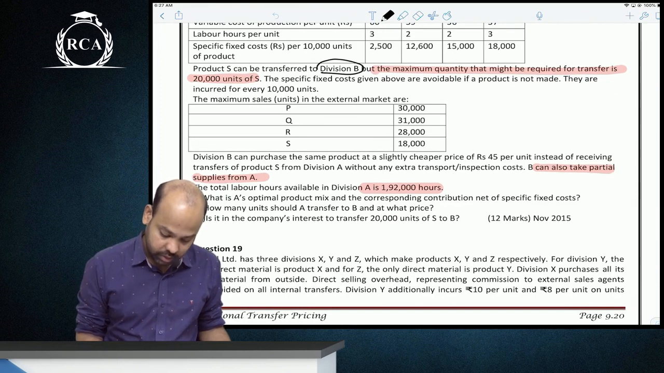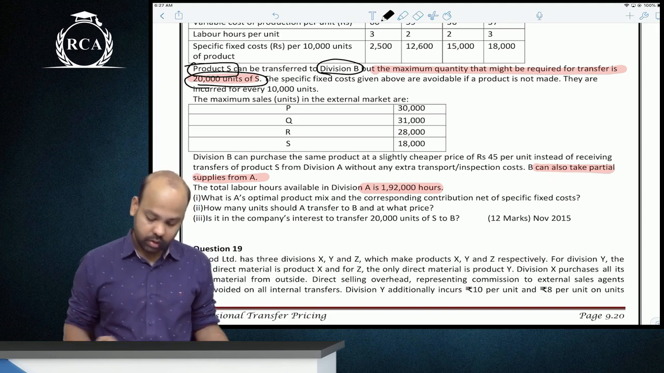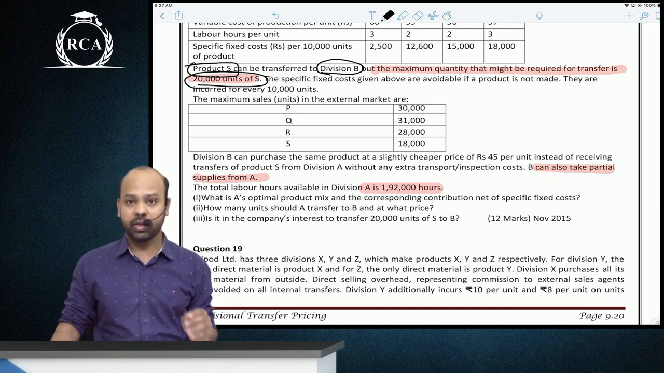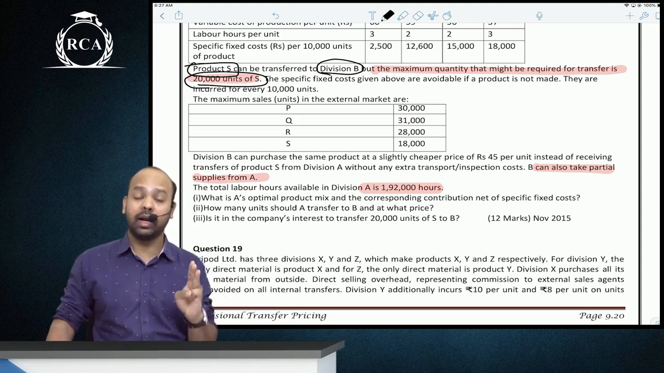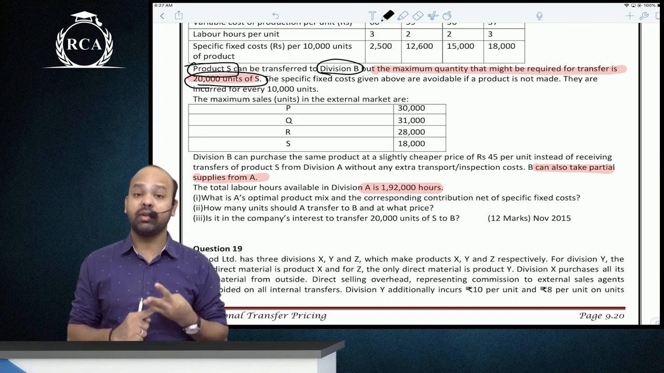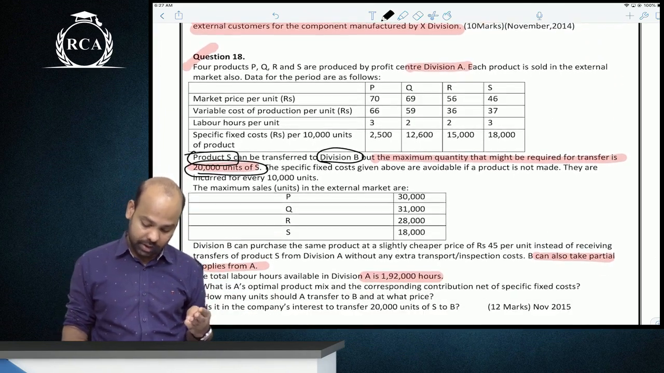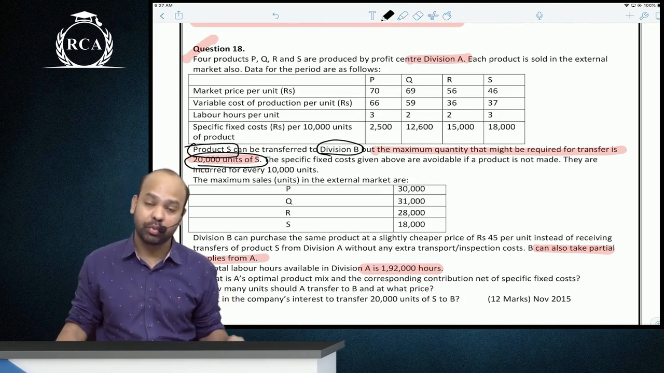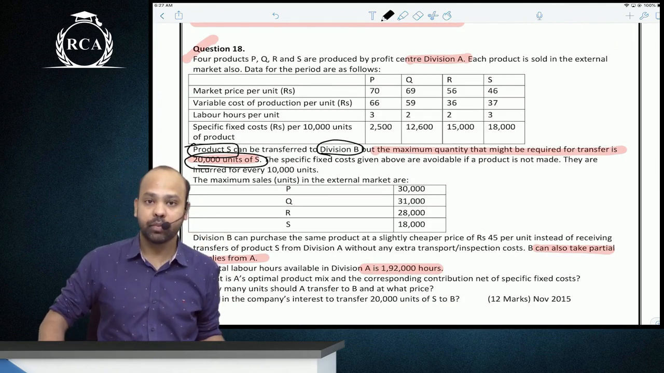Division B requires 20,000 units of product S. For us, beta, product S is the third ranked product. We have given first preference to product R. We have given next preference to product Q. Third preference has been given to product S. Last preference has been given to product P.